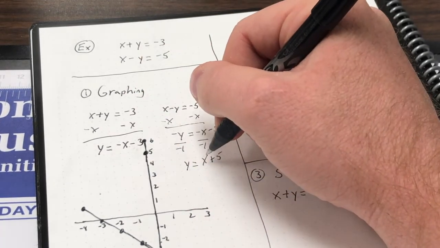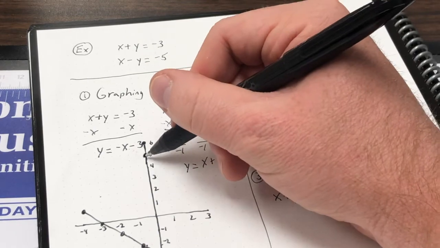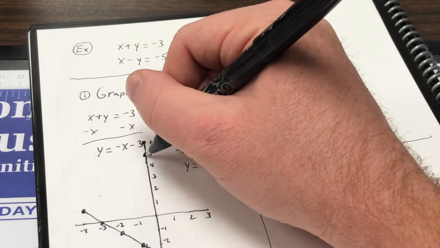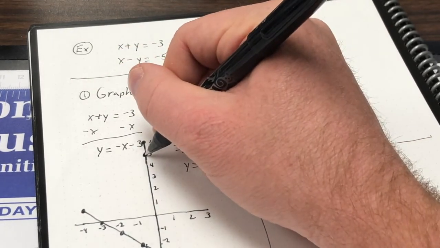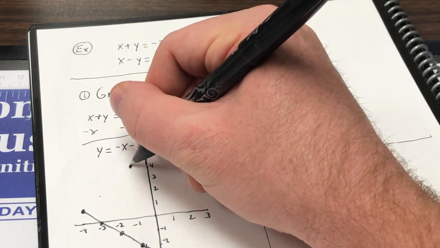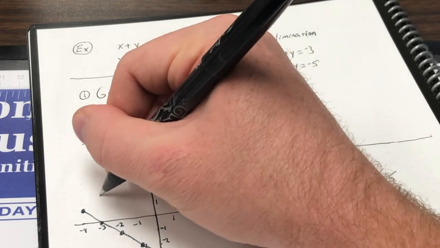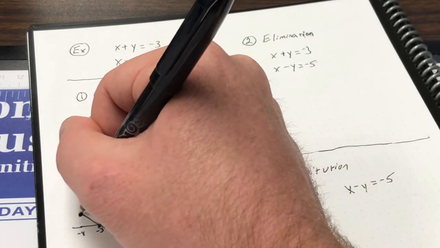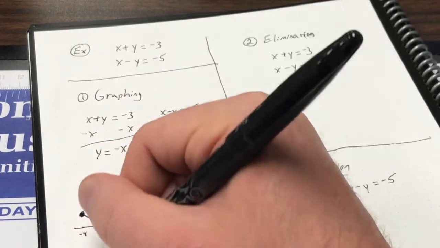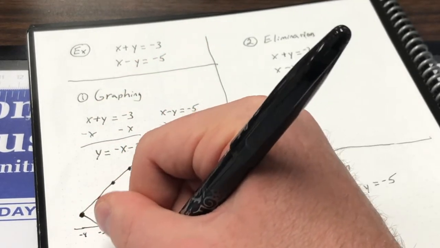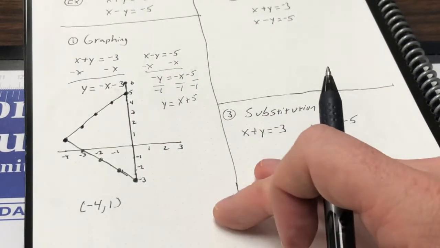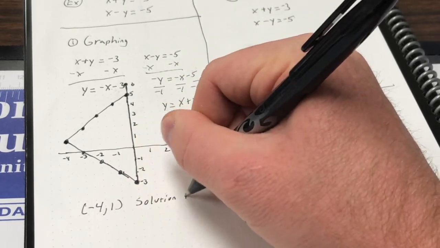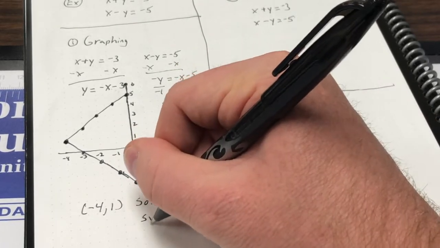And then to get your positive slope, even though you're used to going up and right, I need it to intersect this line, so I need to work backwards with it. So a positive slope, if I go down and left, that's still going to give me a positive slope. And if you notice, the two lines meet at the point negative 4, 1. So at the point negative 4, 1, that would be the solution to the system.